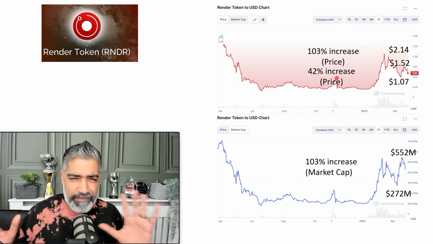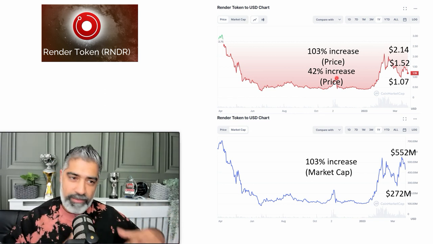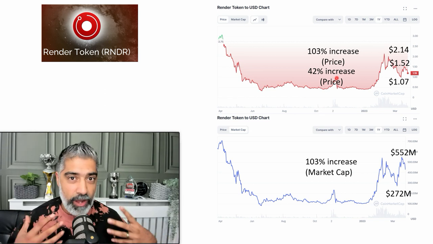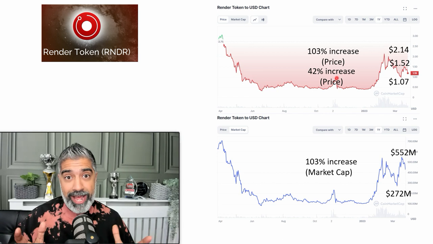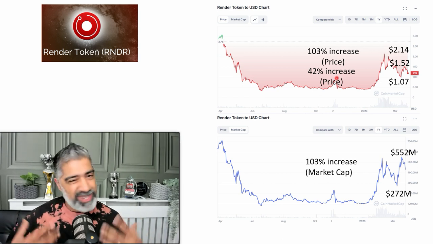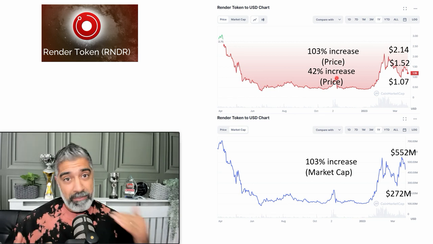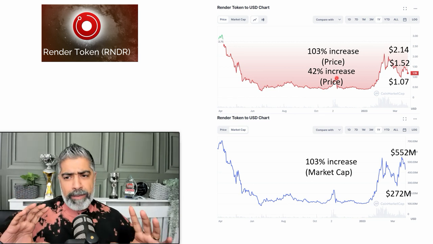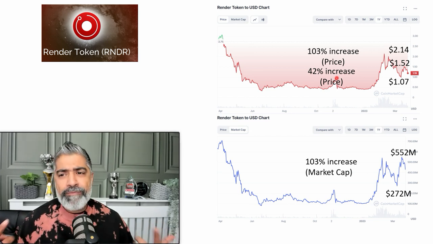So there's something going on here. Now, look, I'm not a fundamentalist when it comes to Render. I'm sure it's a fantastic project. I know there's a lot of hodlers and everything else. What I'm looking at here is the technical analysis, the price action, because a lot of people that are buying Render is for investment purposes. It's for speculation. Buy low, sell high. But the price should have gone to $2.14, but only went to $1.52.